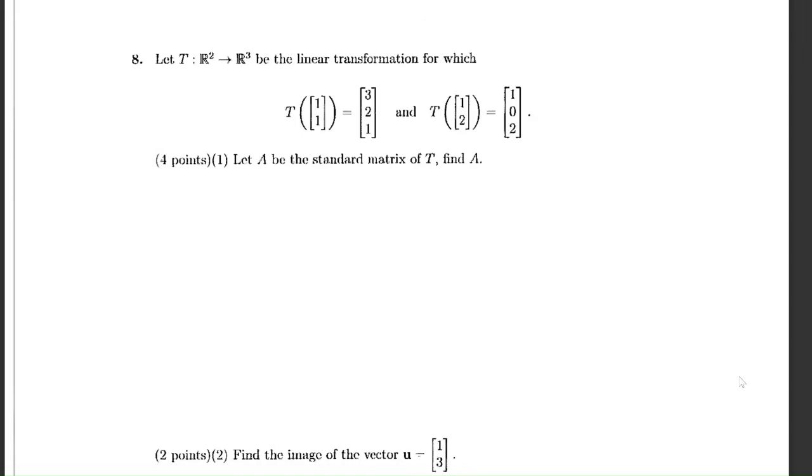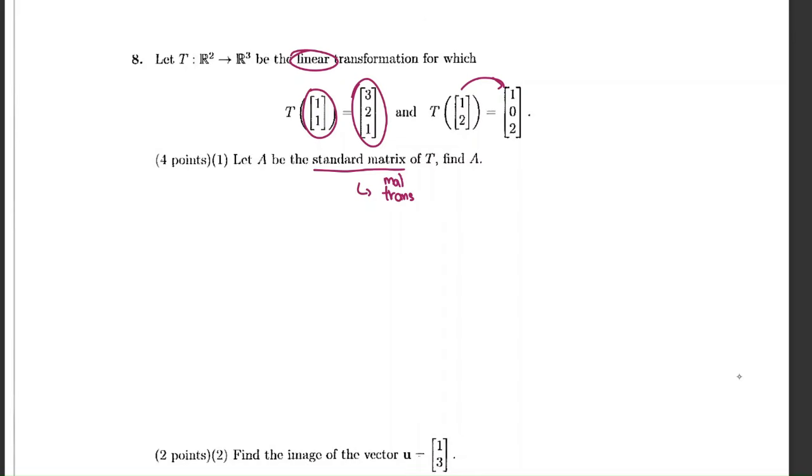Okay, so in this problem we have a transformation from the R2 vector space to the R3 vector space, and this is a linear transformation, and we're given the results of the transformation: this is the original vector, then after the transformation we have this vector, and same thing for this. And so in part 1 we want to find the standard matrix of T. So the standard matrix refers to the matrix where your columns will be the transformation of your linear basis. So let me just write that down.